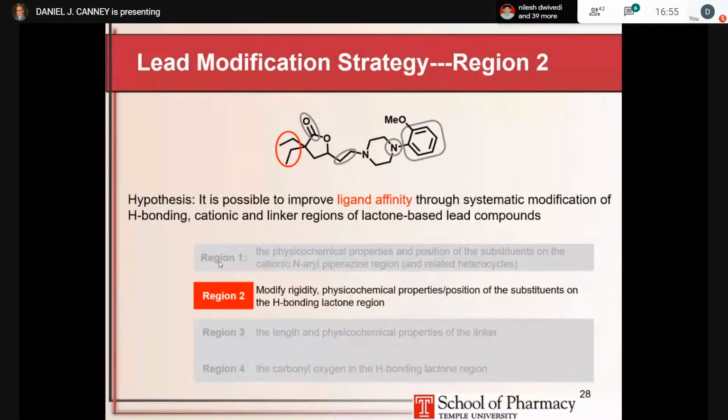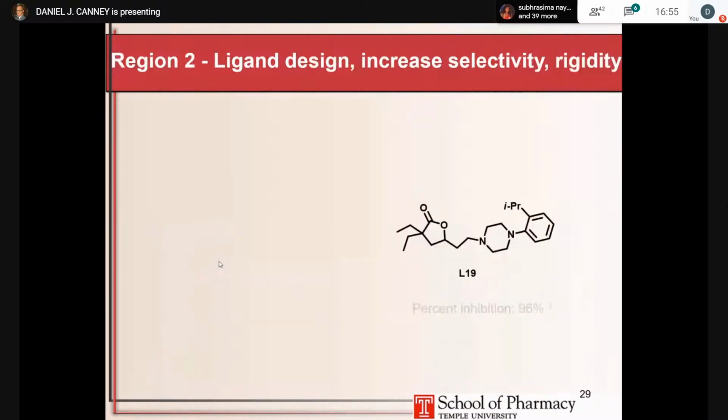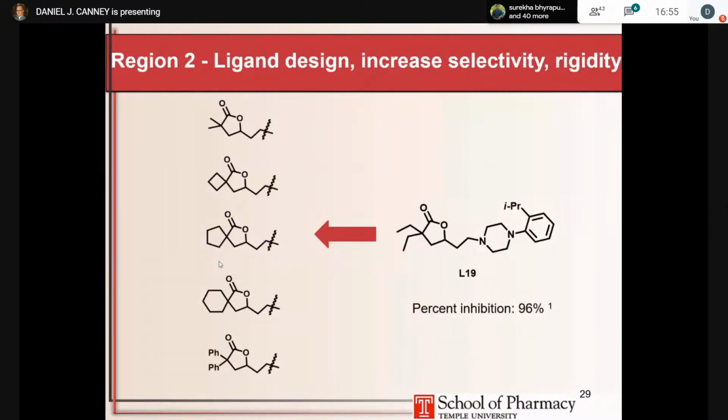So now we're going to move away from the aromatic ring. We've done a lot more down there, but just for the sake of time, I want to move on and talk a little bit about region 2 and some of the things that we did there. We modified the diethyl substituents there, and added some different groups. So once again, we're back to this isopropyl derivative.